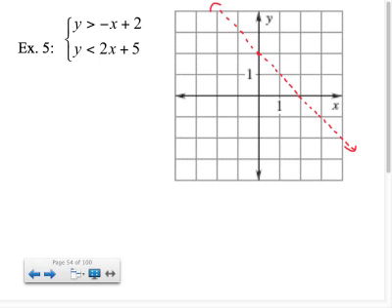The second one, y equals 2x plus 5. So positive 5, 1, 2, 3, 4, 5 is going to be way up here. Can't really see it, it's off the graph. But then I could go up 2, right 1, or I go down 2, left 1, down 2, left 1. And again, that's going to be another dashed line.